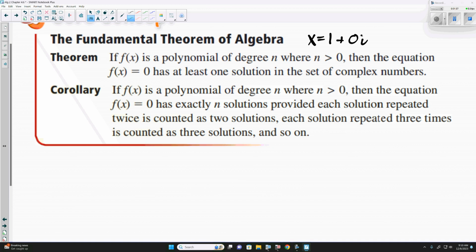Now, that doesn't mean a whole lot for us. The corollary is actually a little more important. Well, not more important. We like it a little better. And it states if f of x is a polynomial of degree n, where n is greater than 0, then f of x equals 0 has exactly n solutions, provided each solution repeated twice is counted as 2 solutions, and each solution repeated 3 times is counted as 3 solutions, and so on and so forth. Well, n is our degree, yes?